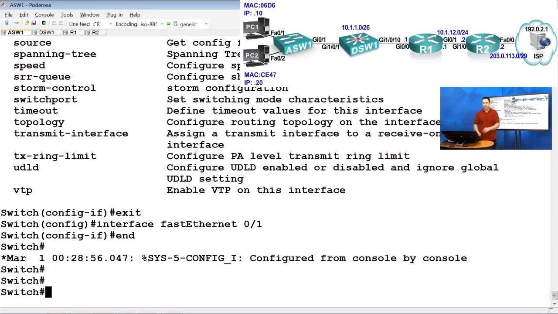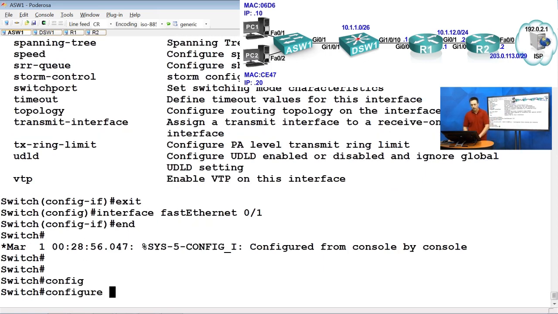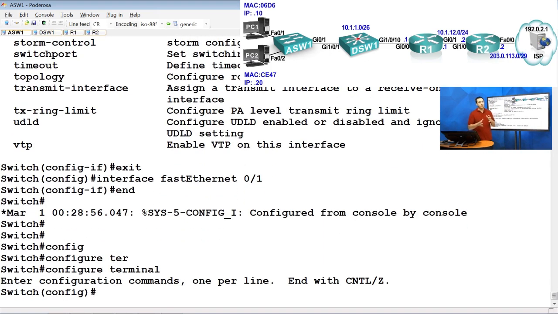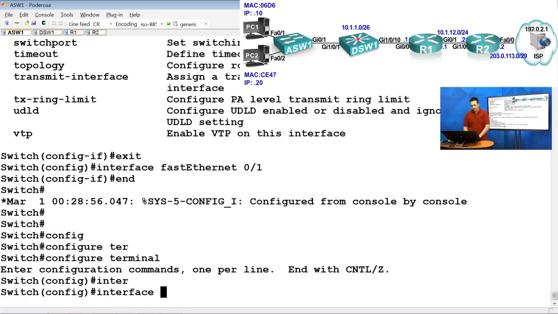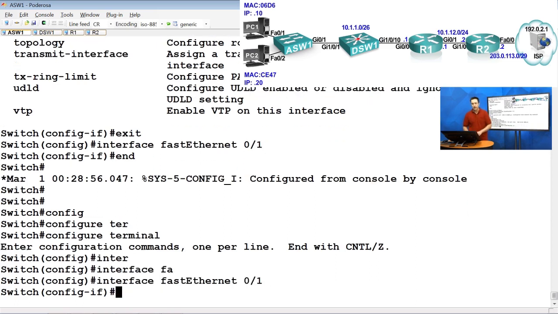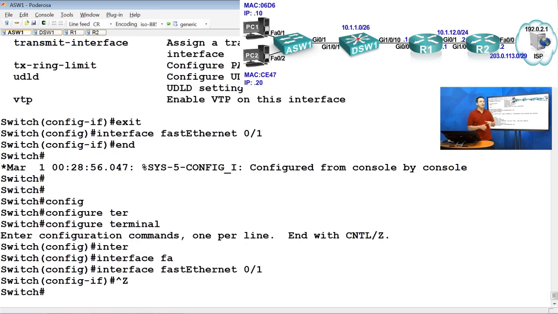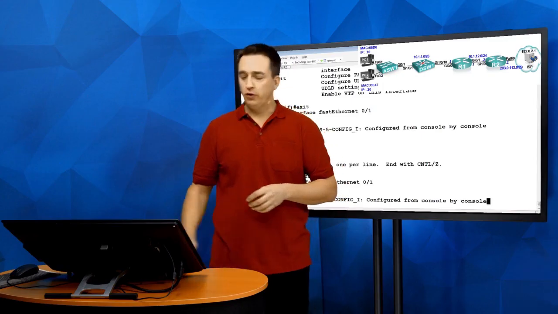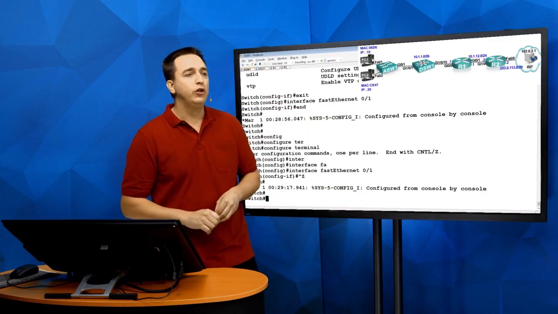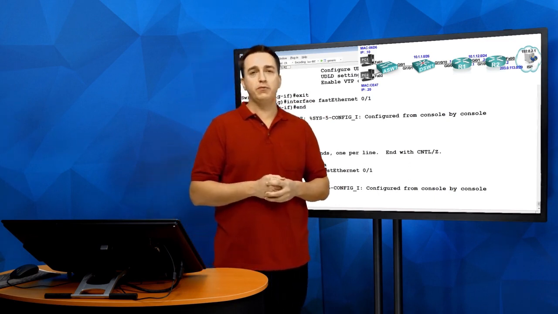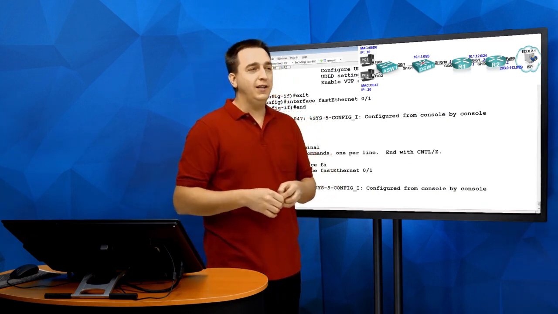But there's also another key combination we can use. So let's go to global configuration mode, configure terminal. Now I'm going to type in interface fast Ethernet 0/1 again to get us back into interface configuration mode. And I'm going to use the key combination of Control Z. Control Z. Ready? Control Z. Look at that. It's just like typing in end. So those are two different options you have to move all the way back to privilege exec mode no matter where you are in the operating system.